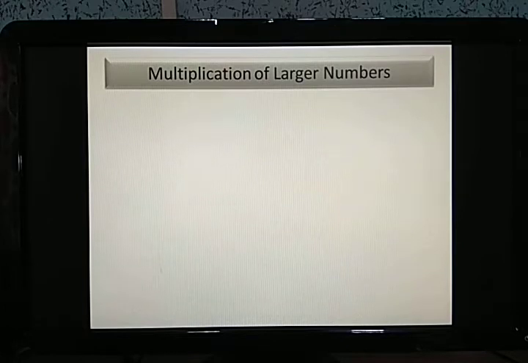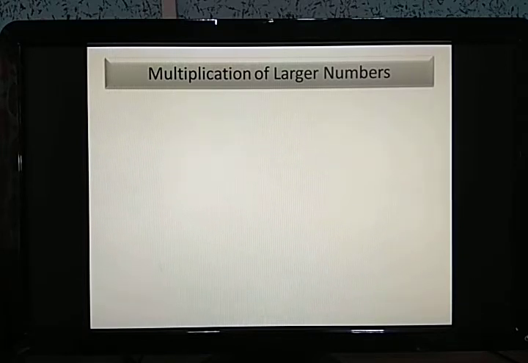Hello everyone. Today we are going to discuss multiplication to a further extent. In the last class we discussed the properties of multiplication. So today in this class we will be discussing the multiplication of larger numbers, the bigger numbers, you can say. So let us see one example.